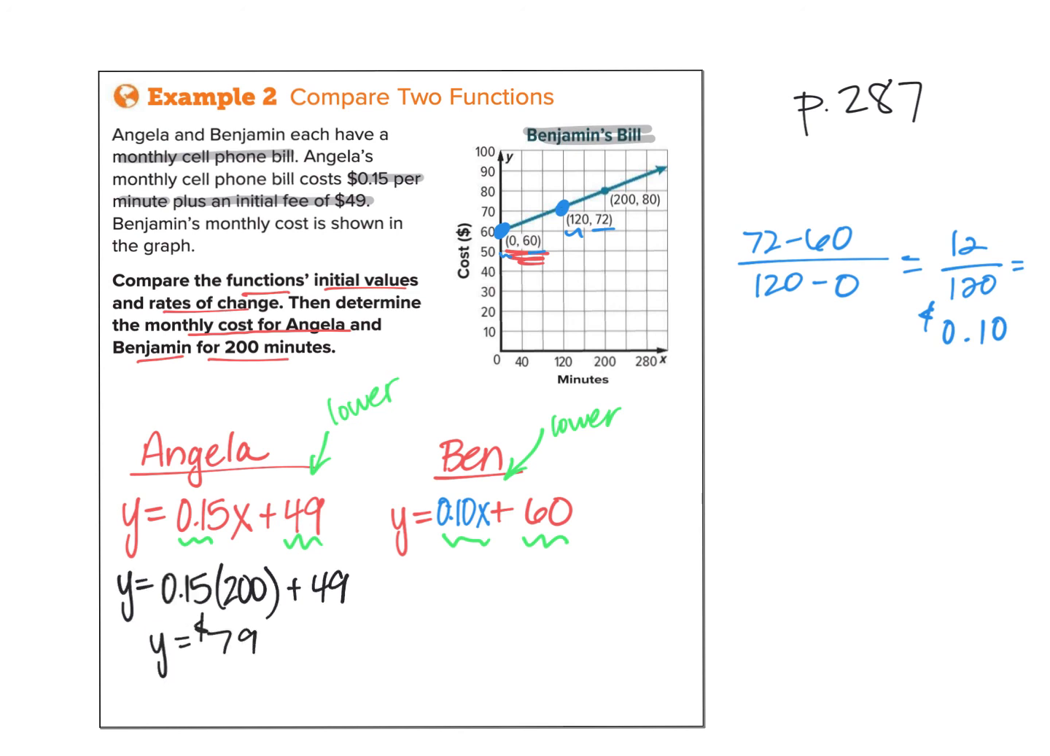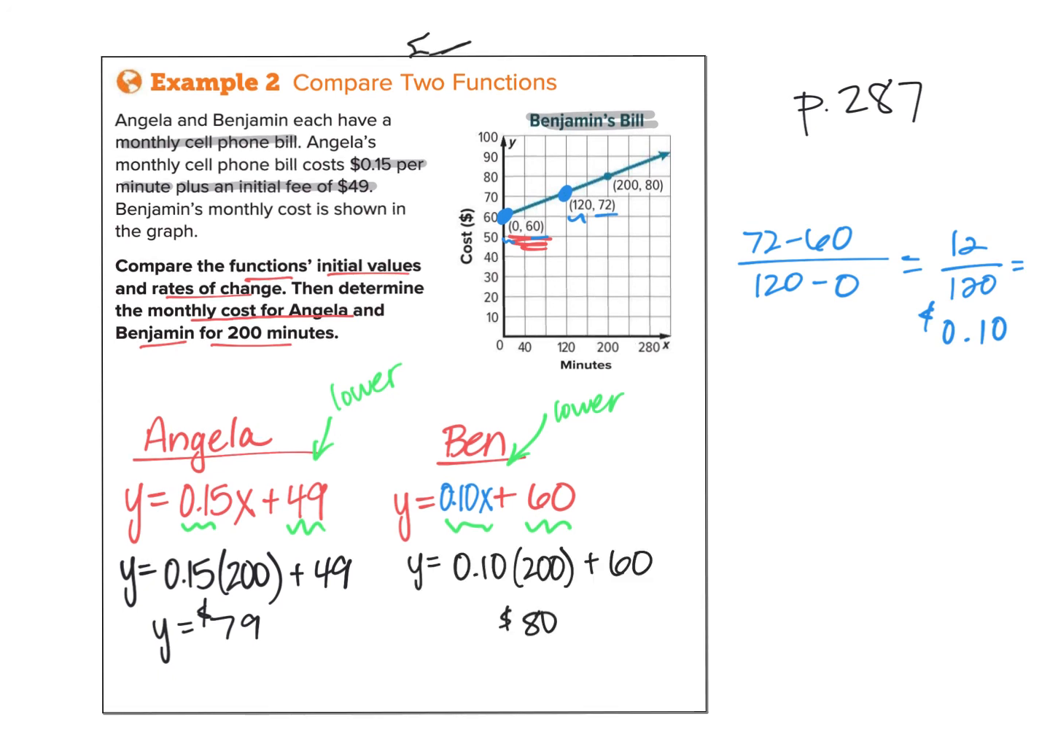Pause the video and I want you to try Ben's. How much will he pay? If you tried Ben's, you should have done 10 cents times 200 and got 20, plus 60 is 80. So I have both of their costs for 200 minutes, and they are pretty darn close. Ben is 80, Angela is 79, so Ben costs $1 more for 200 minutes. If you were choosing between plans and you think you're using about 200 minutes, it'd be pretty darn close. After that, you could figure it out too.